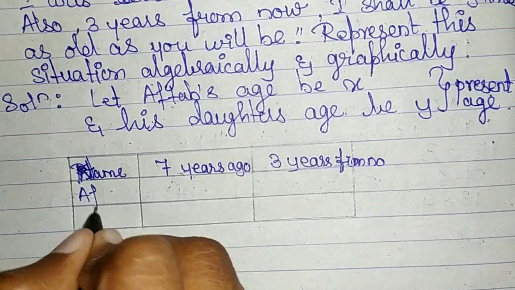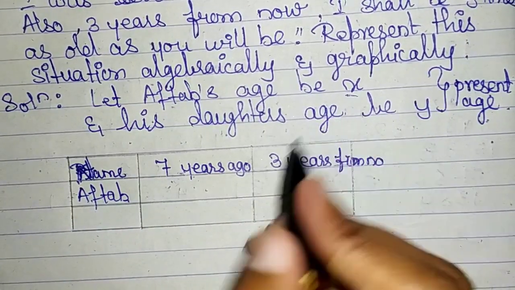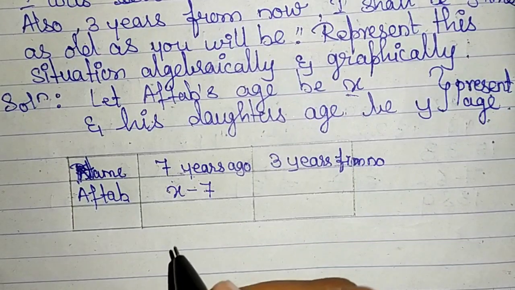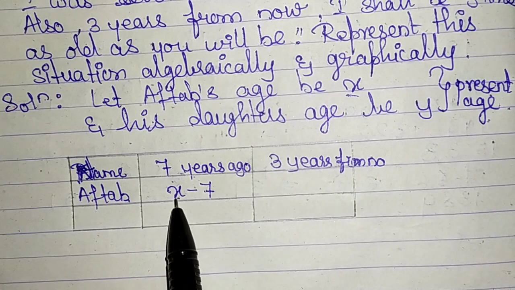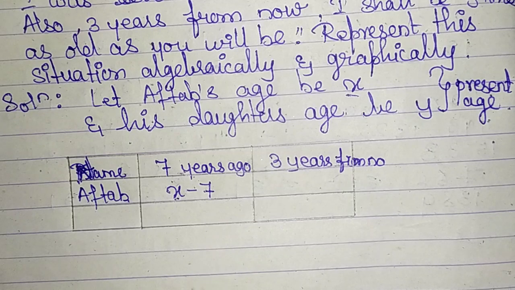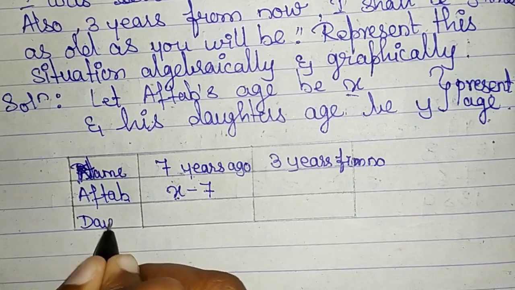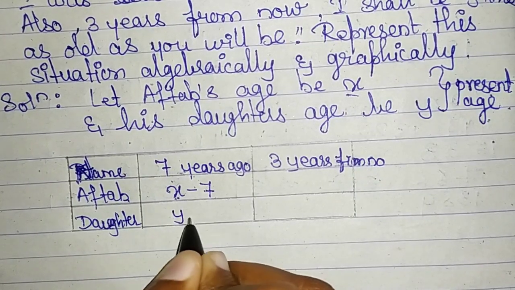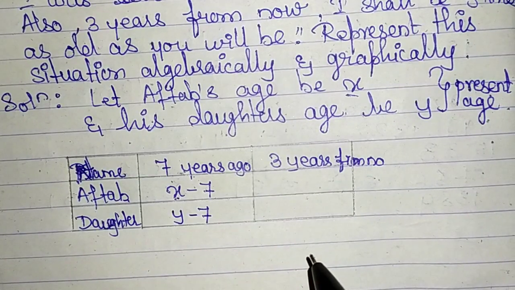So, Aftab, if his current age is x, then 7 years ago his age would be x minus 7. If you are 15 years old now, then 5 years ago you were 10 years old or so. So if his age is x now, then 7 years ago his age will be x minus 7. Similarly, his daughter, 7 years ago, her age would be y minus 7.